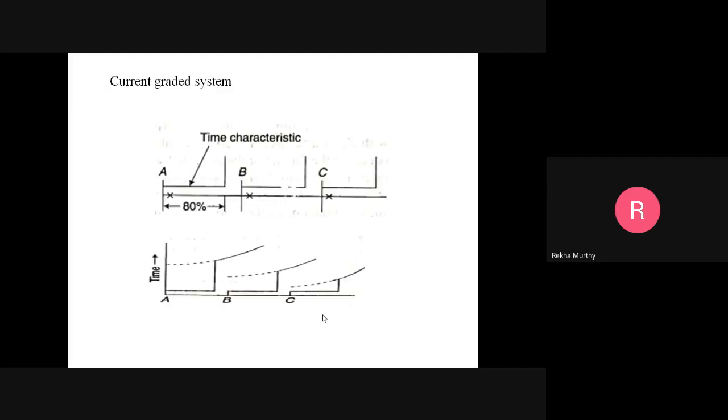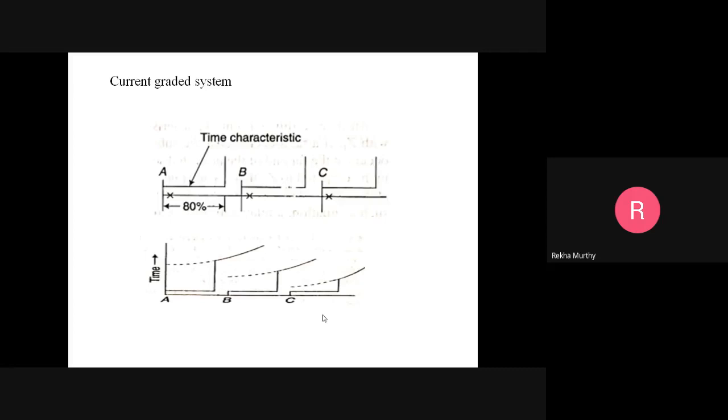This scheme, the combination of current and time grading, is widely used for the protection of distribution lines. IDMT relays are usually employed in the combined scheme. They have the combined features of both current as well as time grading, and will have current as well as time setting arrangements.